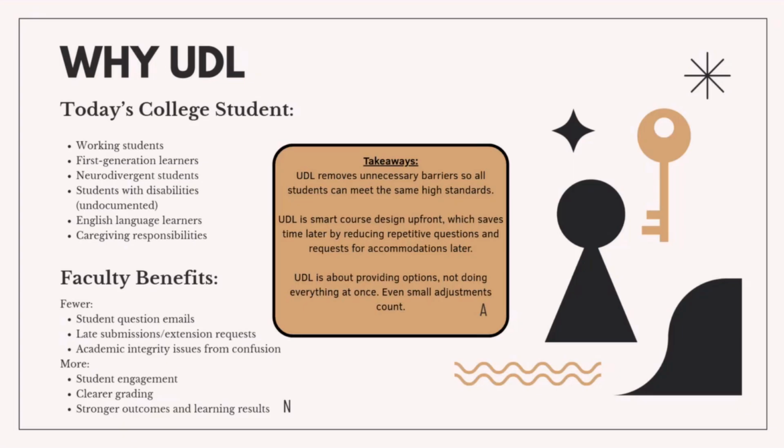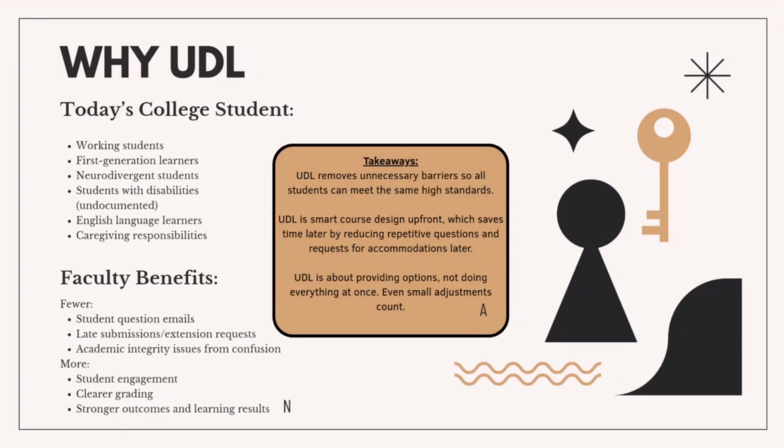So the benefits of UDL for faculty: if things are more clear and everything's in there, we're probably going to get fewer emails or messages from those students. If things are clear and easy to understand, maybe we have fewer late submissions. Maybe we don't need to use extension requests for different things. And potentially, because it's clear and understandable, maybe academic integrity issues are pushed aside.